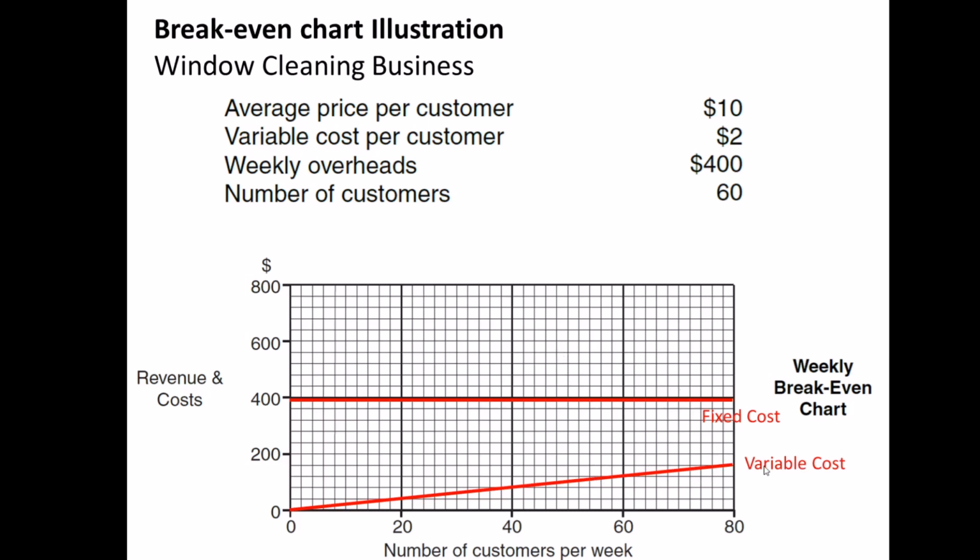So that's variable cost. Now you have your fixed cost and you have your variable cost. So now we have to find the total cost curve. So where is the total cost curve?